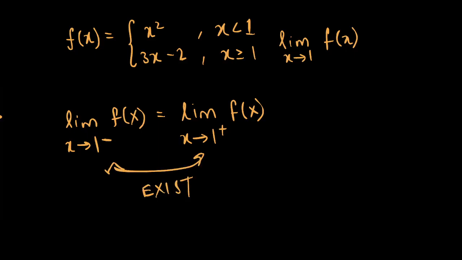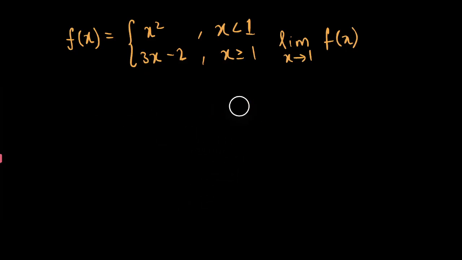Okay, so then let's first start by trying to figure out what the left-handed limit is. So what is the limit as x approaches 1 from the left of f of x? Well, we need to first figure out which branch of this piecewise function we're actually going to use for this part of the problem to find the left-handed limit.